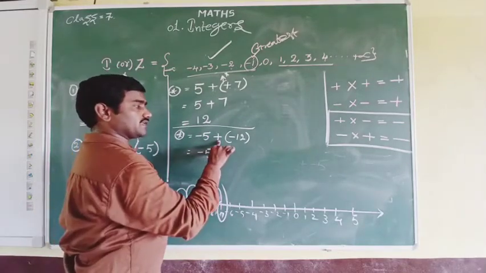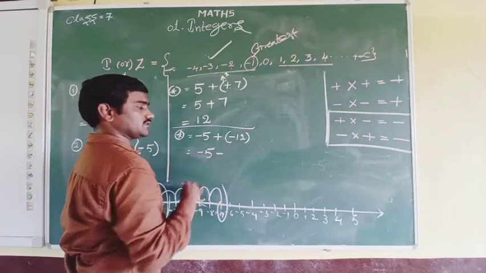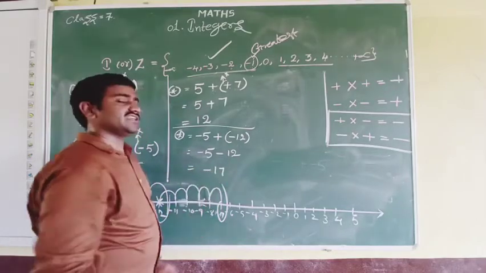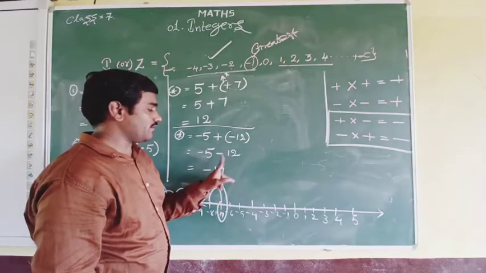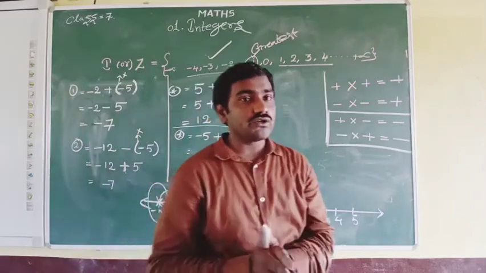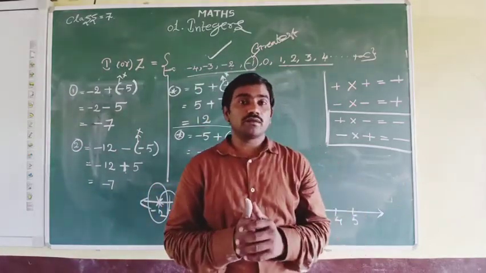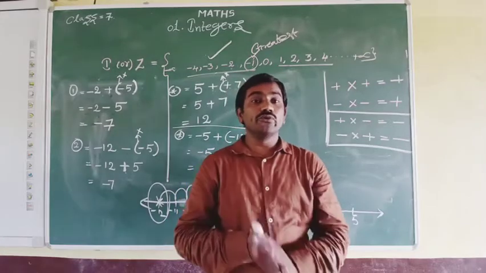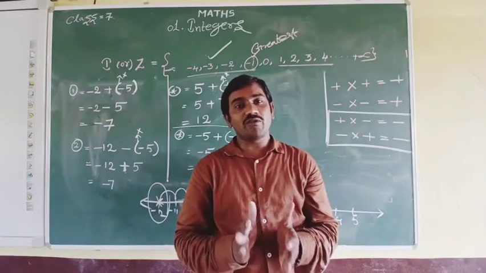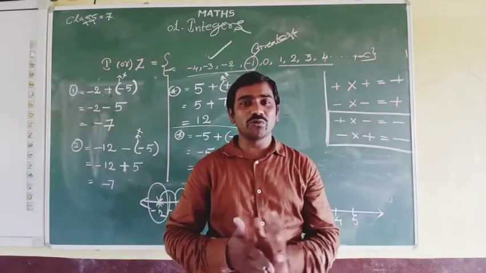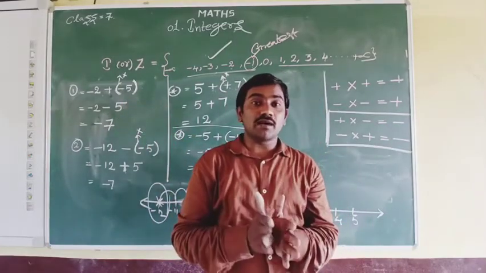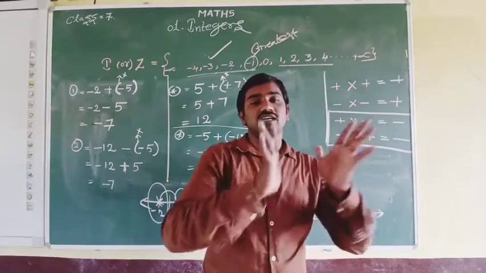Minus 5. Here plus into minus is a minus 12. The sum of two negative integers is also a negative integer. That is minus 17. Minus 5, minus 12, minus 17. So, watch this video twice and thrice, because you make many mistakes when problems come before you. When you are solving one problem, you get a doubt about what to do. The operation, multiplication of symbols, is different. The sum of the symbols is different.